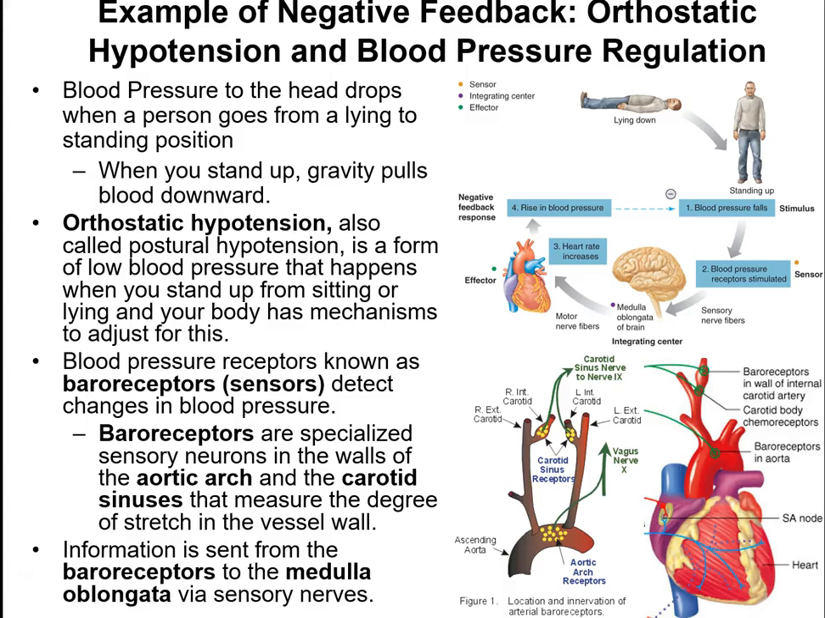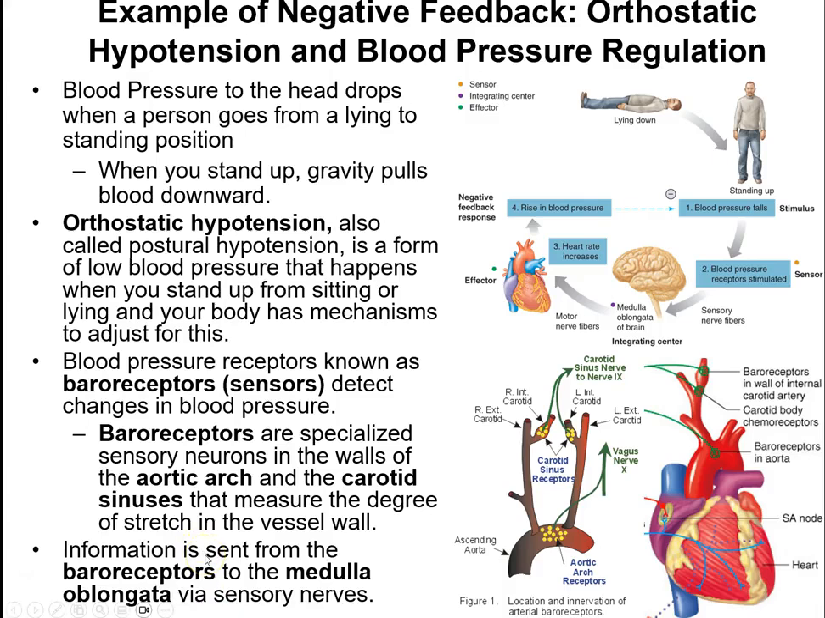So we have a lot of receptors in our body called baroreceptors. These are a type of sensor that detect changes in our blood pressure. They're very, very specialized neurons in the walls of the aortic arch, so coming directly out of the heart, and the carotid sinuses. So those are going to be kind of up in our neck. And these measure how much stretch is going to that blood vessel wall. And that is detecting blood pressure. Blood pressure is how much pressure is being put on the blood vessels.